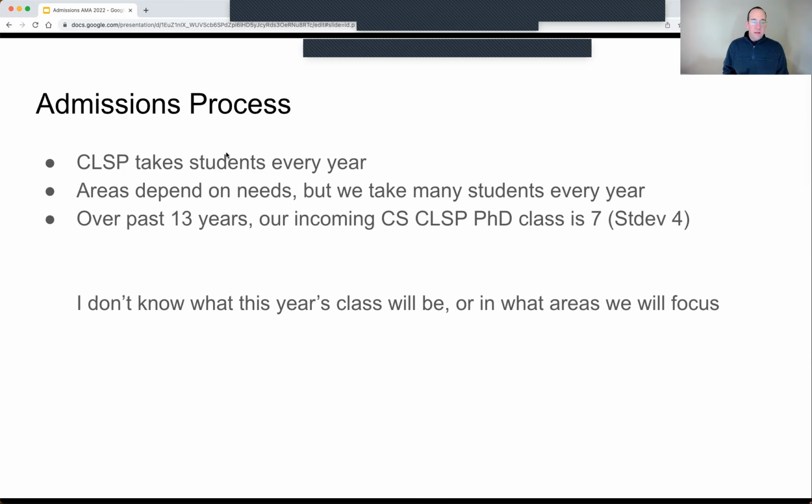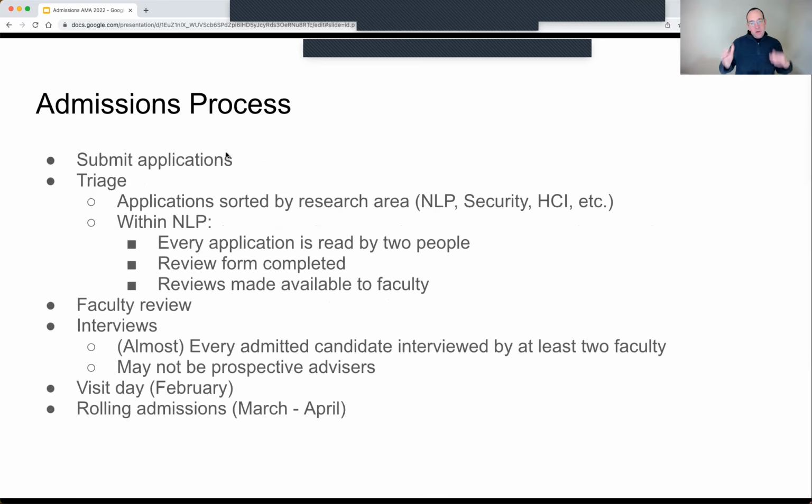Okay. So what does the admissions process look like? So you submit the applications, and that's when our process begins. The first step is we triage applications. The applications we get to our PhD program are sorted by research area, and you actually indicate your research area when you apply. You have the option of indicating 2 research areas. We occasionally have students who are interested in multiple research areas, and these areas are like natural language processing, security, human-computer interaction, machine learning, things like that.